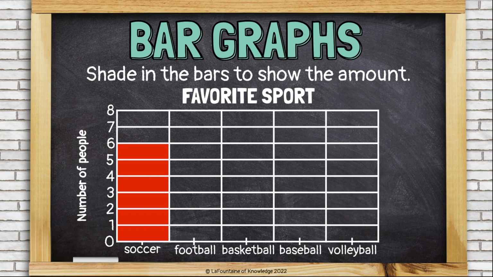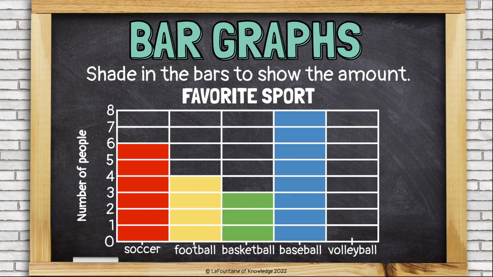For football, I'll shade in 4 because 4 people liked football. You can see that the yellow bar reaches up to the line next to the number 4. It also fills 4 of the sections in the graph. Basketball, there were 3 people. Baseball had 8 and volleyball only had 2.